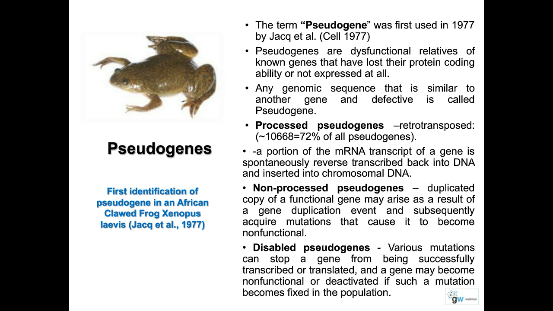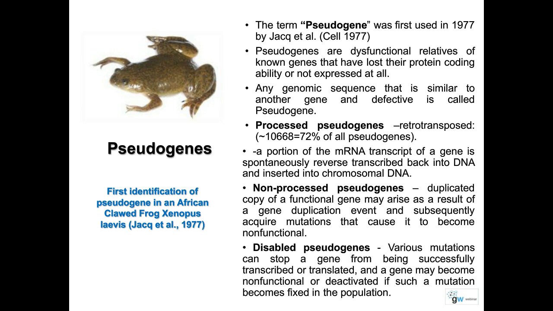The term pseudogene was first used only in 1977 by Jacq et al. They identified this pseudogene in an African clawed frog named Xenopus laevis. It is the first description or evidence showing the expression of pseudogenes. So in order to define the pseudogene, I would like to make the distinction from long non-coding RNA.